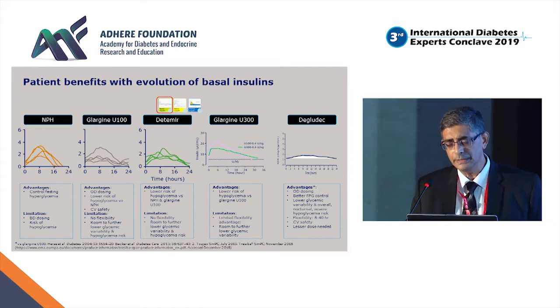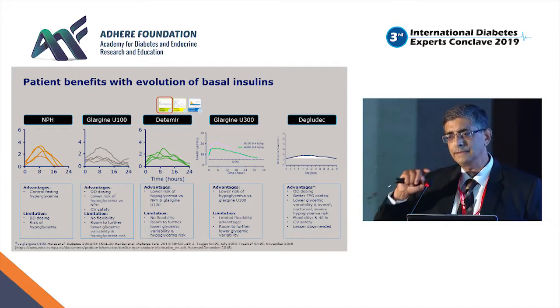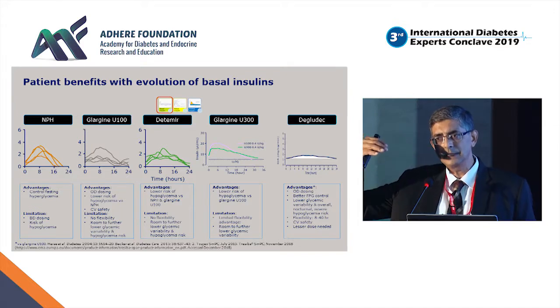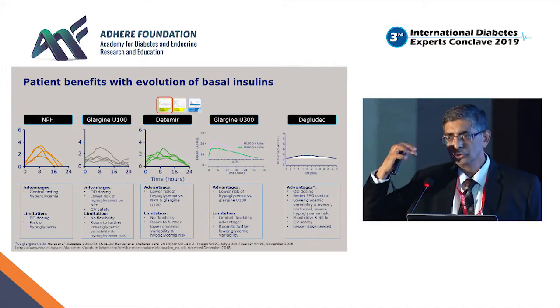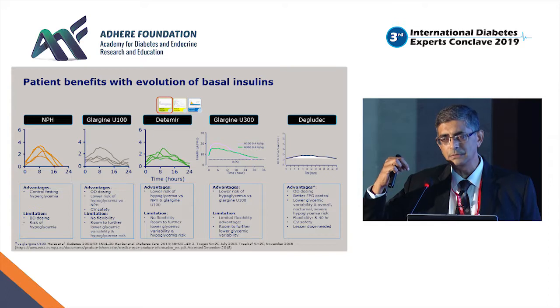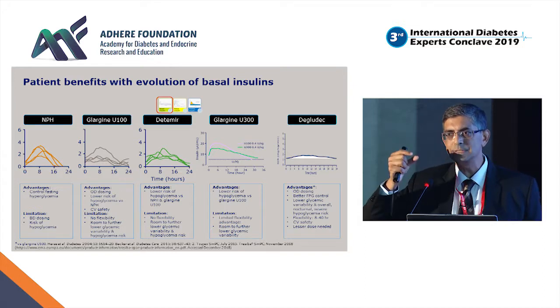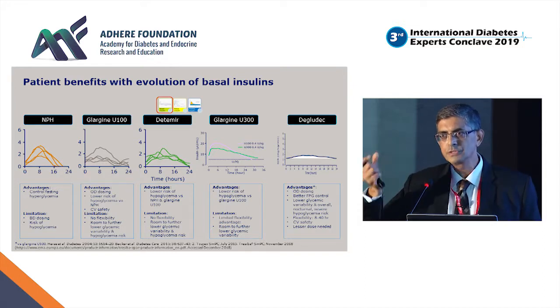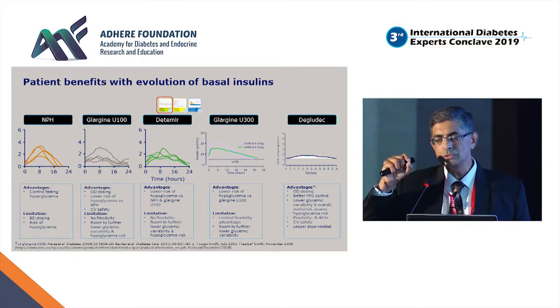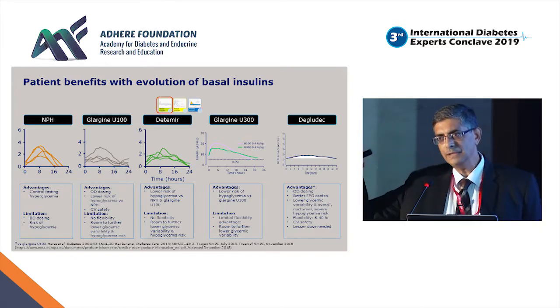U300 over U100 only in this population, where you're using a large amount of insulin and you're using a concentrated insulin, the overall dose requirement tends to come down. The volume of the insulin comes down, but the dose has to be supplemented by 10% when you're switching from U100 to U300. But this is advantageous only when you have an evening hyperglycemia.